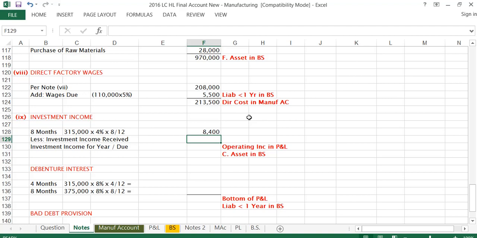Did we receive any investment income? If we look down through the trial balance, it doesn't say anything about investment income received, so they are all still due at the end of the year. So the investment income for the year, that will go in operating income in the P&L, is 8,400, and the investment income due, which will go as a current asset in the balance sheet, is also 8,400.